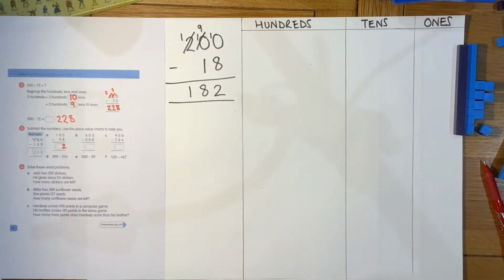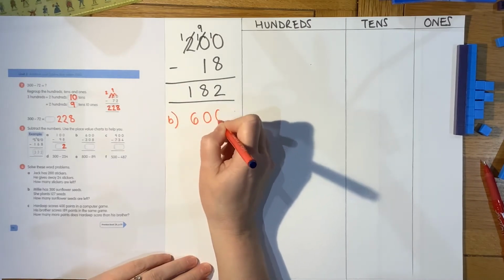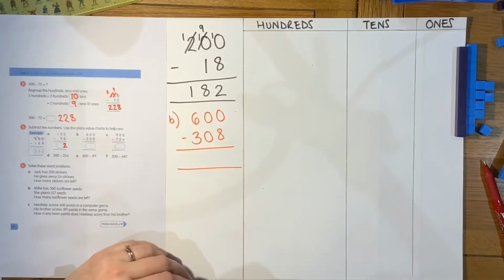So on your place value grid, could you have a go at B for me, which is 600 take away 308, and then we'll come back together to check the answer.